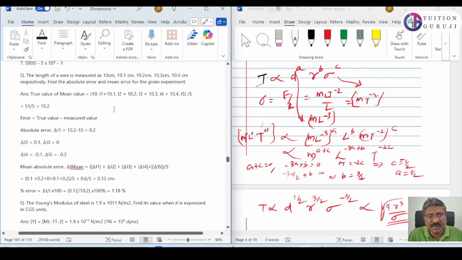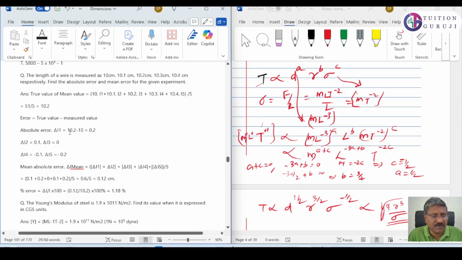So here you have taken the average of all 5. So 51 divided by 5 is 10.2. Now error is equal to true value minus measured value. The measured values are 10, 10.1, and so on. So like that, the true value is 10.2.